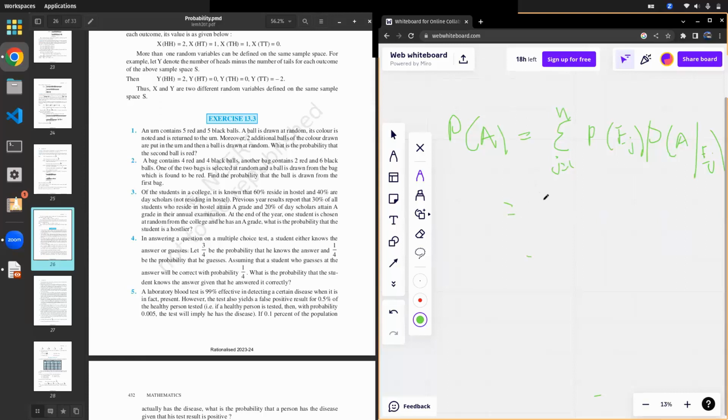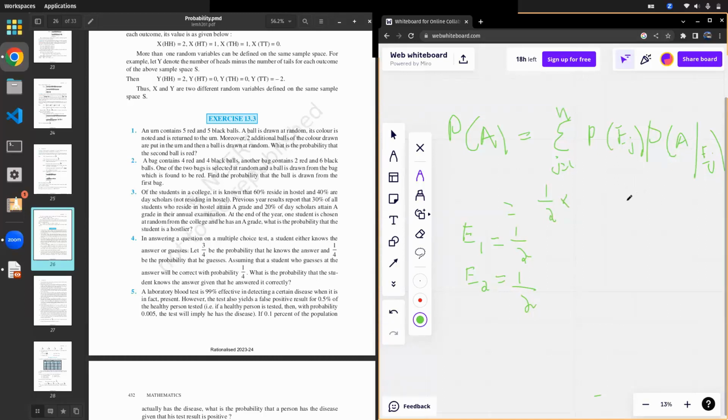Let's suppose we define the events: E1 is the event of picking a red ball first, and E2 is the event of picking a black ball first. So the probabilities of E1 and E2 are both half, and we can write probability of E1, which is half, times the probability of A given E1.